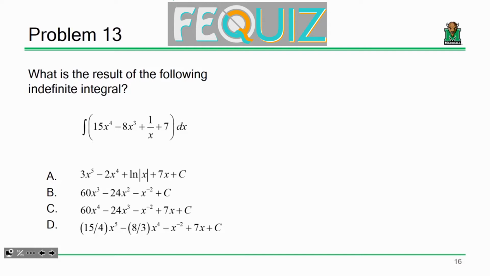Because it has a natural log. We're taking the integral of 1 over x. That's a natural log.